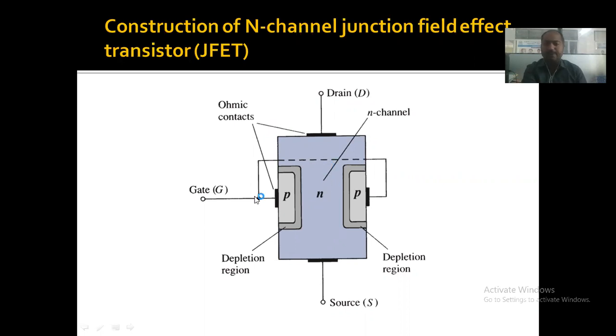When VGS equals 0, the current flowing from the source to the drain is called ID, and it should be the largest. That's why it is called the IDSS current. When VGS equals 0, there is the largest amount of current flowing through the device, and that largest amount of current is called the IDSS current.